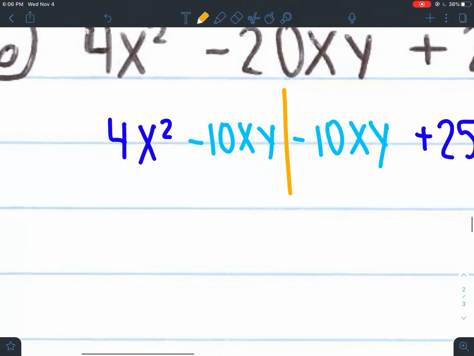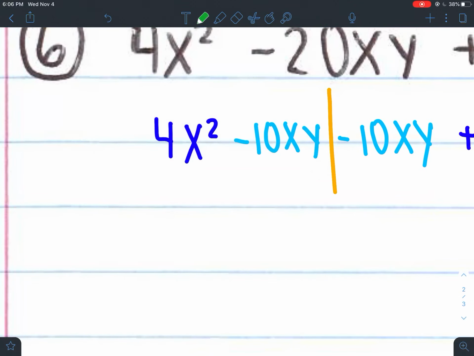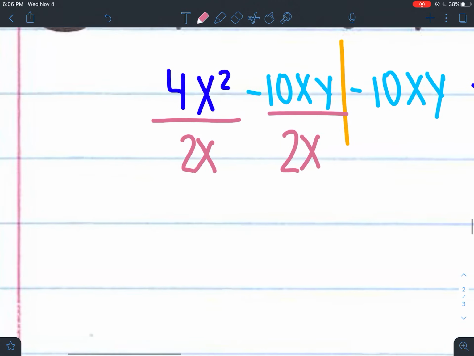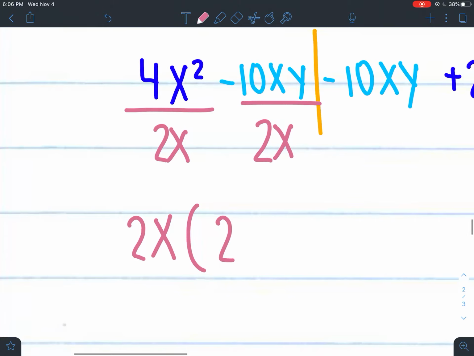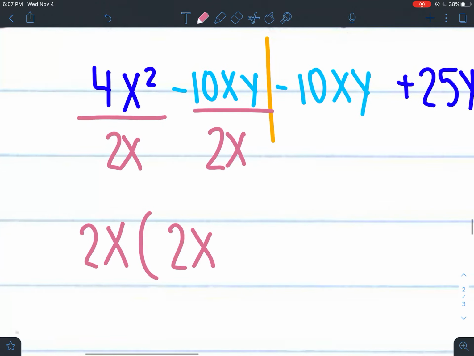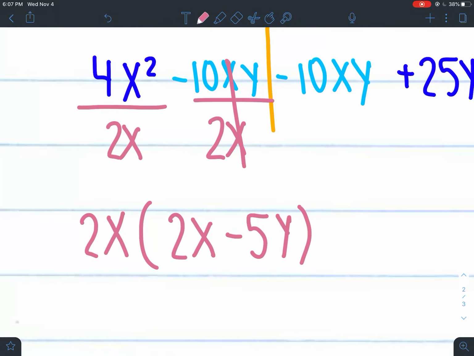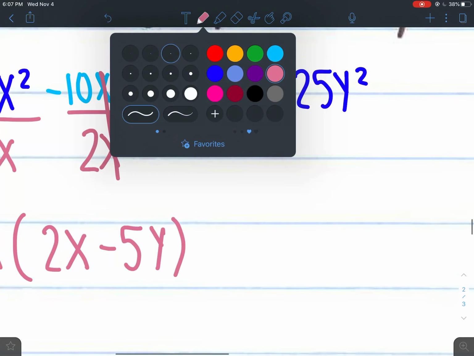So I'm going to split this into 2 groups. Now your first group here, the largest number you can take out is a 2, and the most amount of x's is a single x. So you have 2x on the outside. Now 4x squared divided by 2x, so 4 divided by 2 is 2, and then you have an x left over. Negative 10 divided by 2 is negative 5, and then your x's cancel, but that y is still there. So you want to make sure you put that y there.